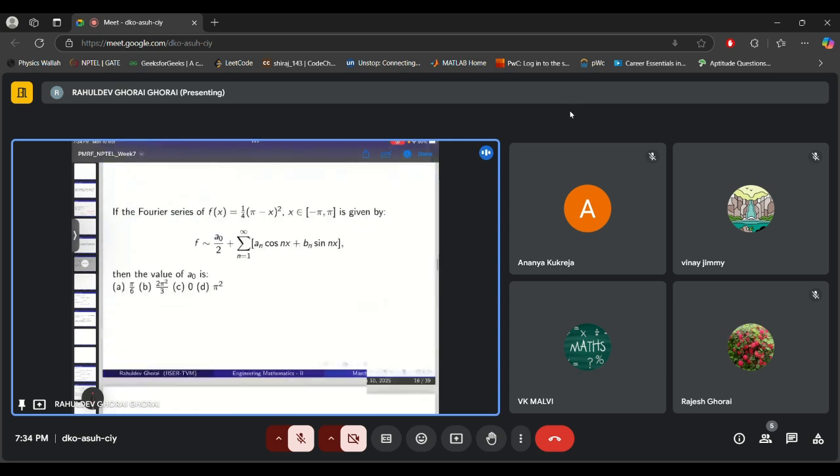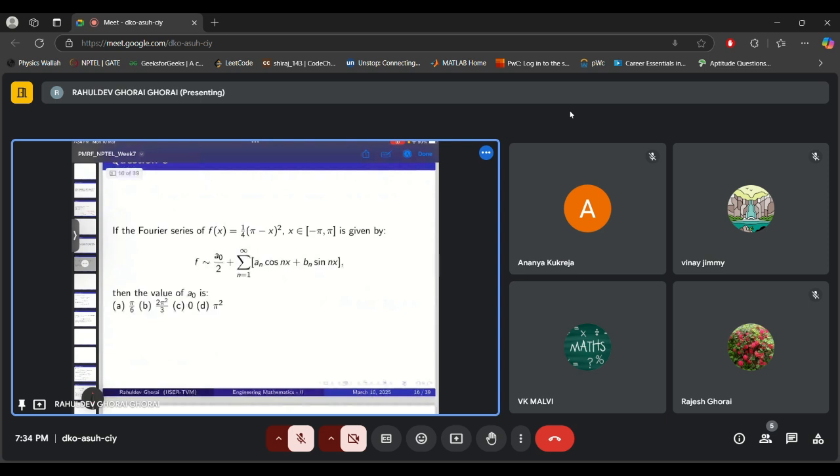So the Fourier series of a function is given by this. This is the general notation for the Fourier series expansion of a function. If you have a function, you can write its Fourier series. The question is: if the Fourier series of this particular function, 1 over 4 pi minus x whole square, is given by this, then what is the value of a naught? How to determine it? Do you know anything?